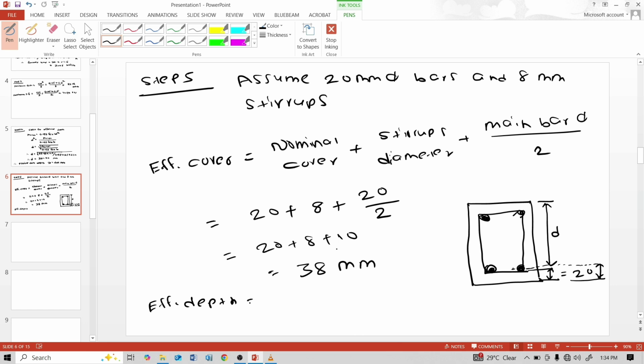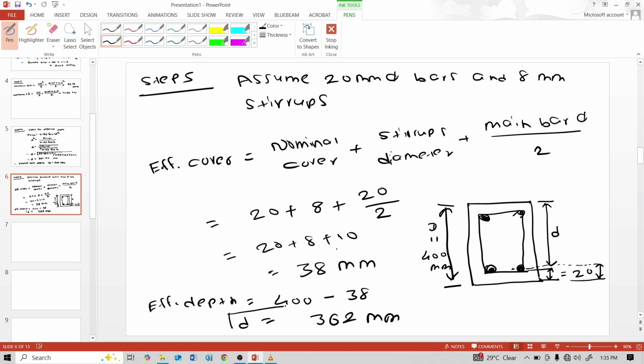So what is effective depth? Our beam total depth is 400 mm. So 400 mm minus 38 mm effective cover, the effective depth small d value comes 362 mm. This effective depth value comes. For that depth we design the beam, 362 mm.